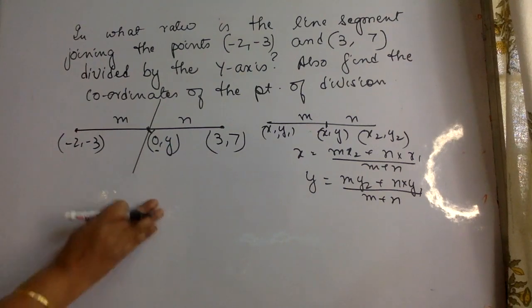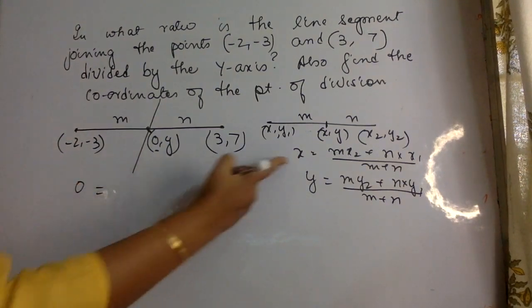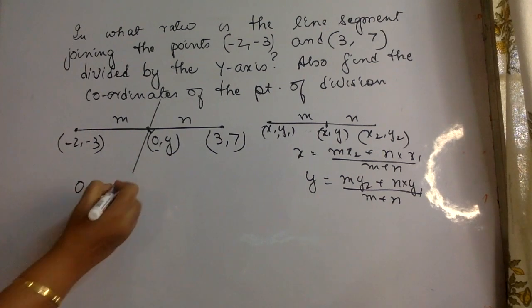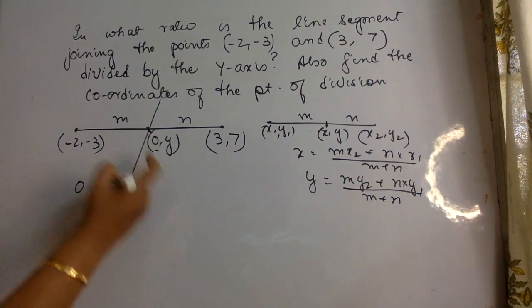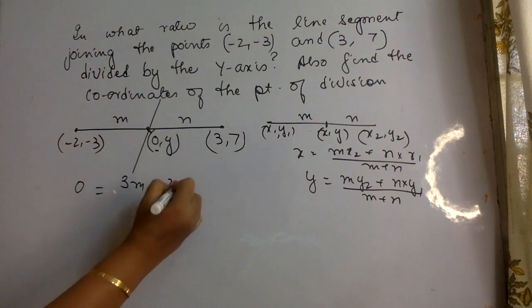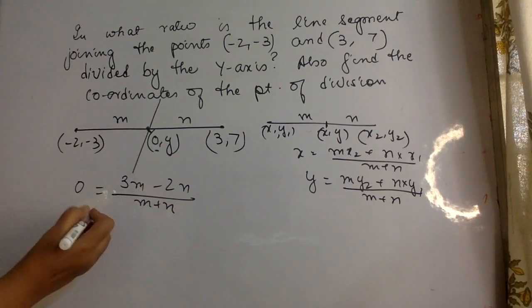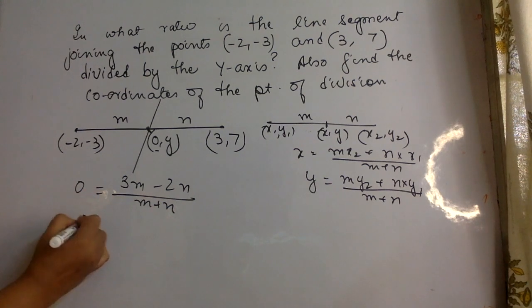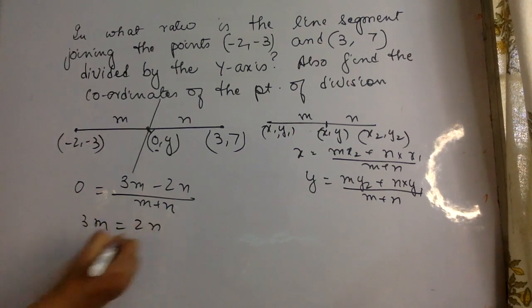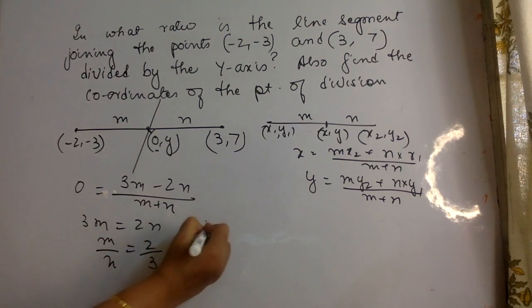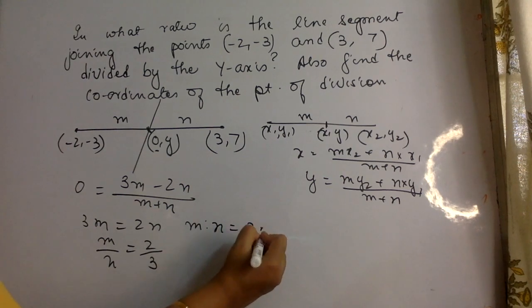So let me take 0 first. Okay, like this x is in here, this position is of the x. Okay, (3m minus 2n) by (m plus n), that is enough to give me the ratio. How? m plus n is 0, so 3m is equal to 2n. Okay, m by n is 2 by 3, m is to n is 2 is to 3.